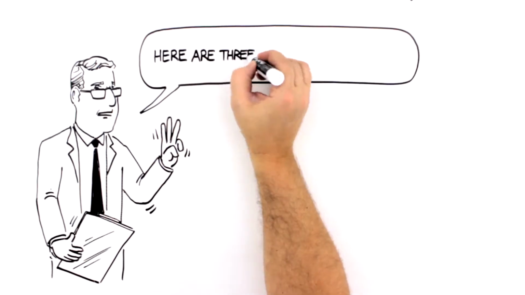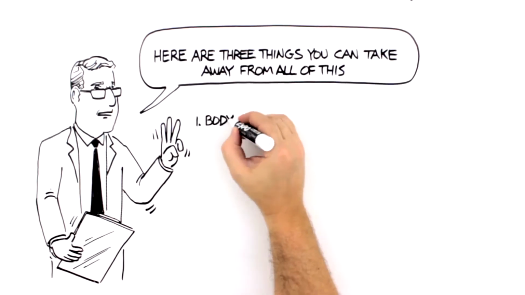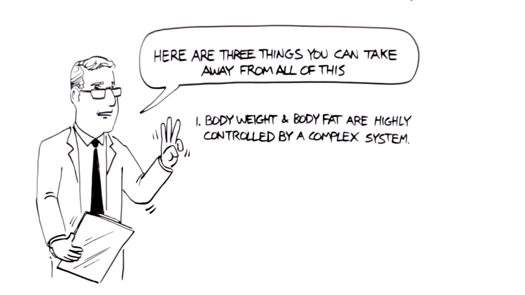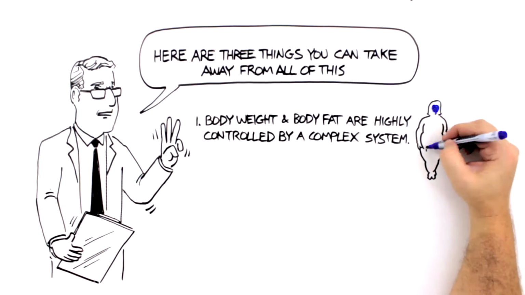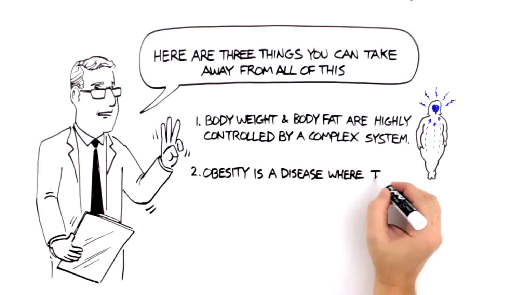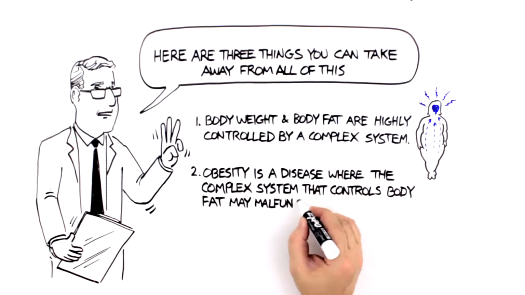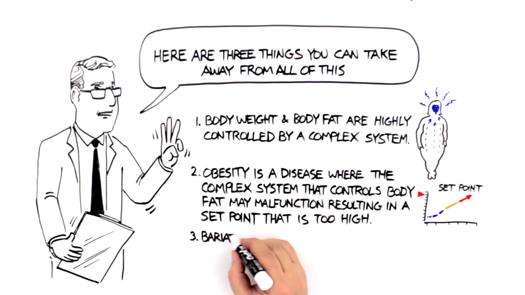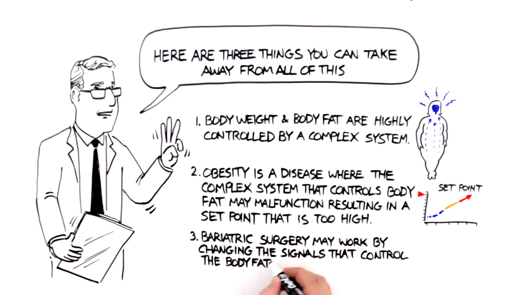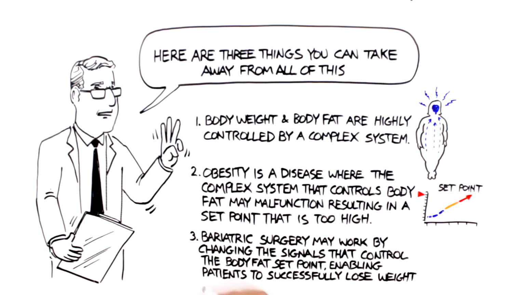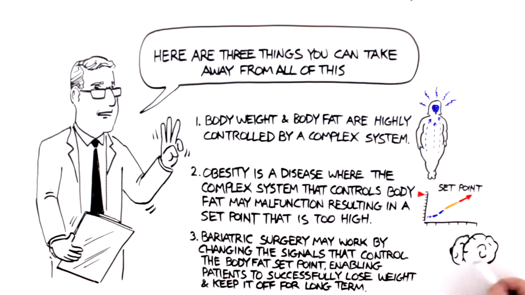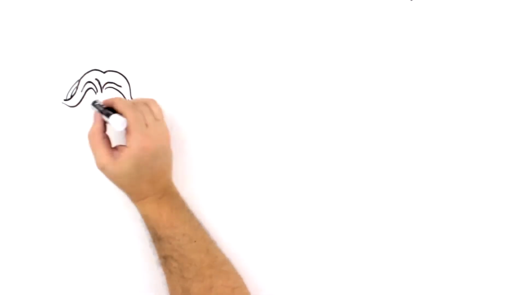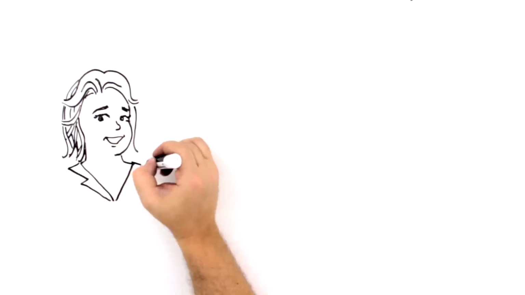So here are 3 things you can take away from all of this. 1. Body weight and body fat are highly controlled by a complex system. 2. Obesity is a disease where the complex system that controls body fat may malfunction, resulting in a set point that is too high. 3. Bariatric surgery may work by changing the signals that control the body fat set point, enabling patients to successfully lose weight and keep it off for long term. Bariatric surgery is shown to be the most effective long-term treatment for obesity.